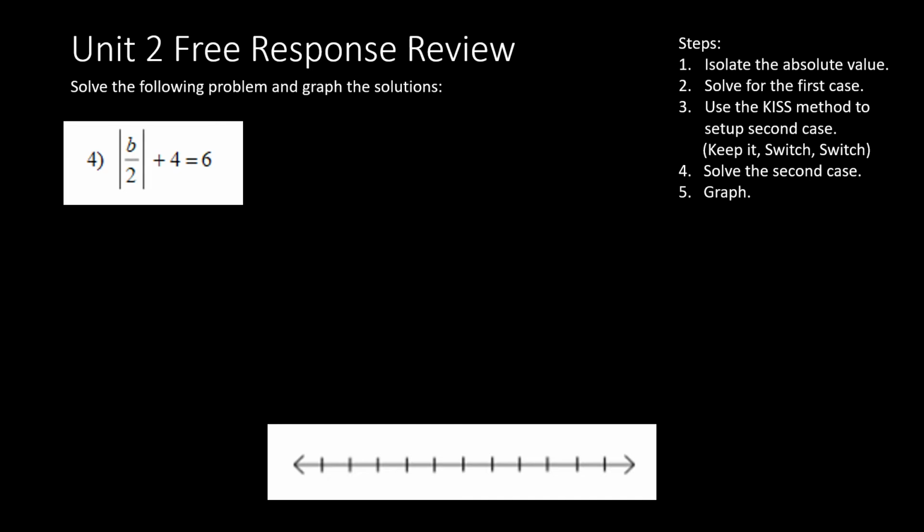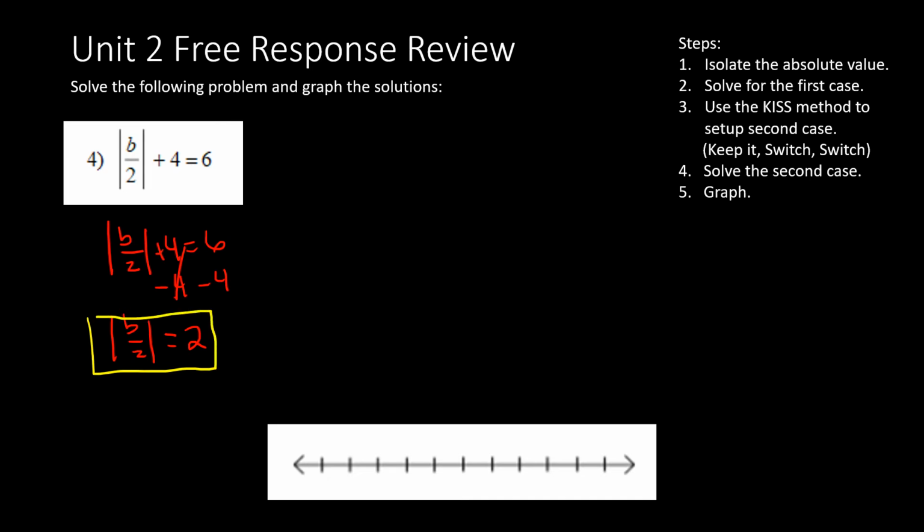So we need to isolate our absolute value. So we'll say the absolute value of b over 2 plus 4 is equal to 6. Subtract 4 from both sides. I get the absolute value of b over 2 is equal to 6 minus 4 is 2. And this is our isolated absolute value.